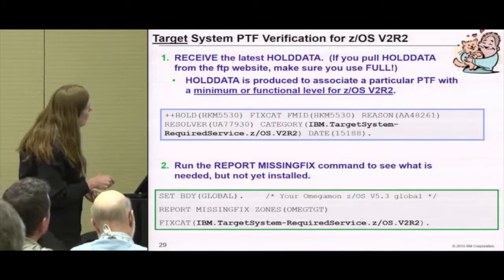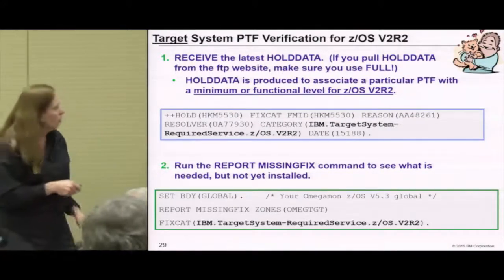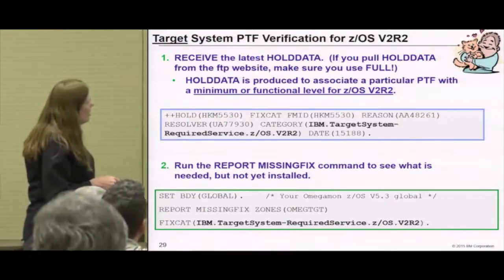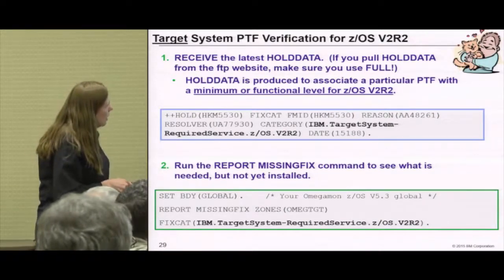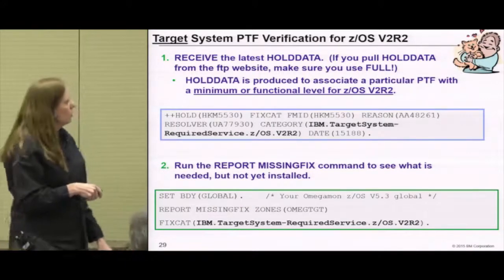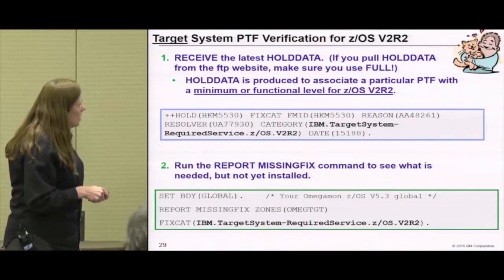Okay, so let's just show real quick the syntax for doing target system PTF verification. So here's a real example. I went out and cut and pasted from OMEGAMON z/OS 5.3. You need this particular PTF, the resolver here, and you can see the category has been tagged with z/OS, Target System Required Service, z/OS 2.2. And then you run the report missing fix using this syntax.